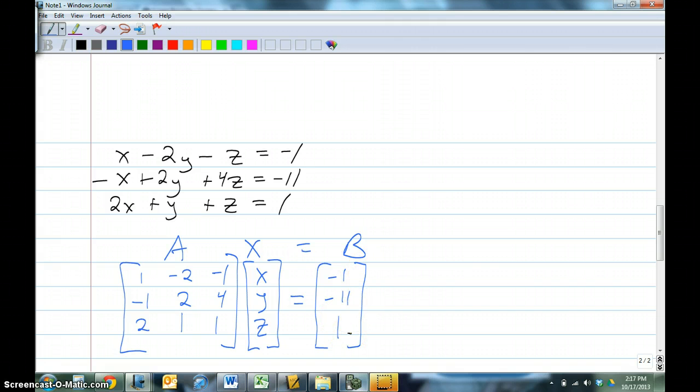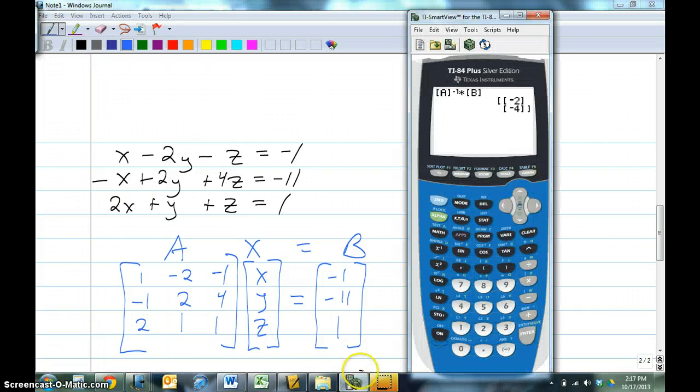All right, so we set up our system. Now we let the calculator do all the work for us. Now here's the thing. We got to pick up our calculator. We got to edit our matrix A's and B's. Now A this time is a 3 by 3. So we got to put in some more stuff.